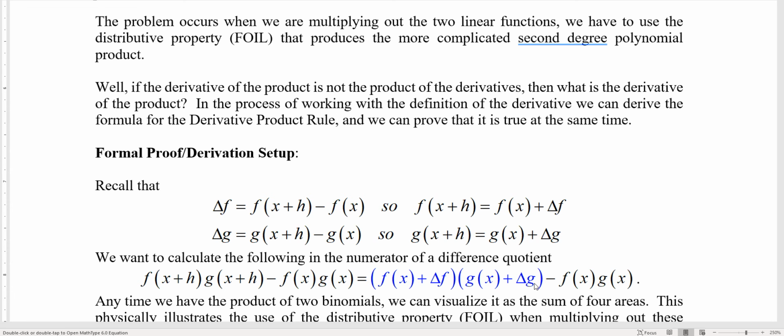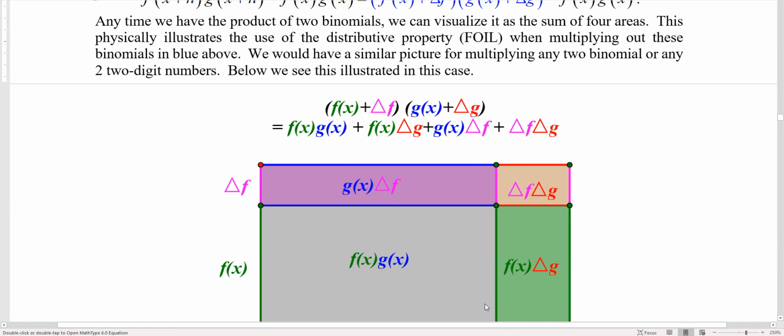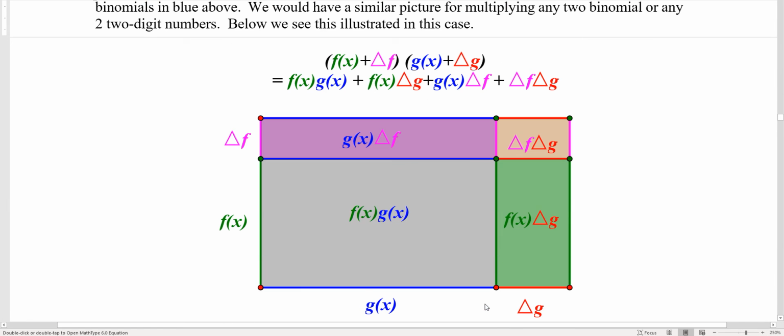So when you multiply these out, you actually get four parts, the F, the O, the I, and the L. And we can demonstrate graphically that FOIL, that distributive property, right here. Here's the F, it is this area. The O is the f delta g, that's here, and the g delta f is the I, and the L is the delta f delta g.